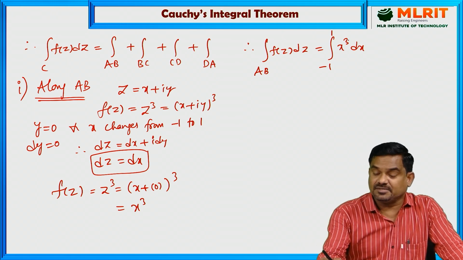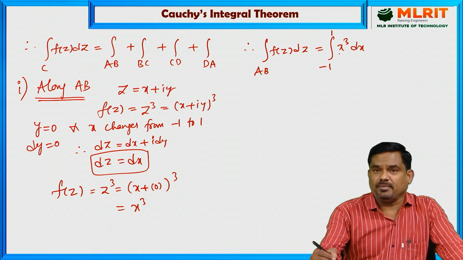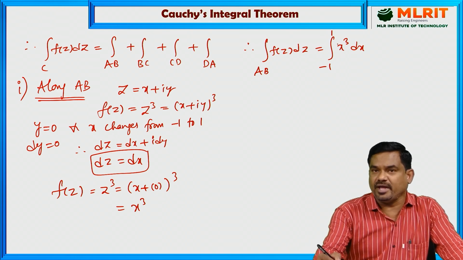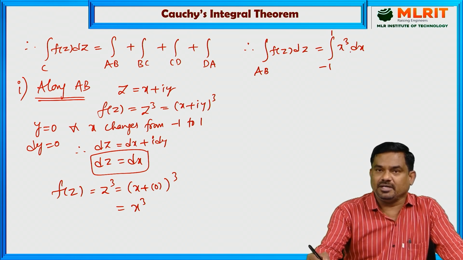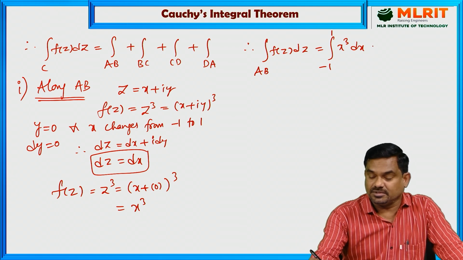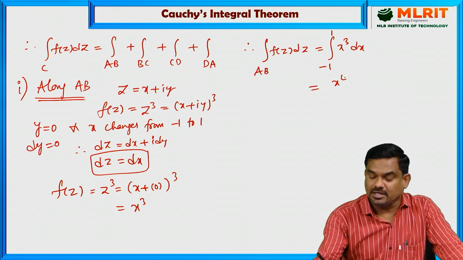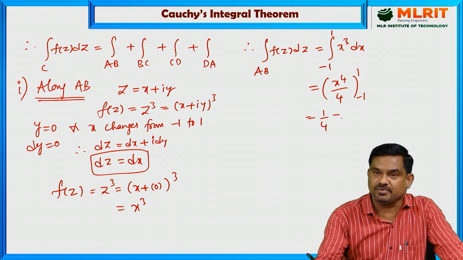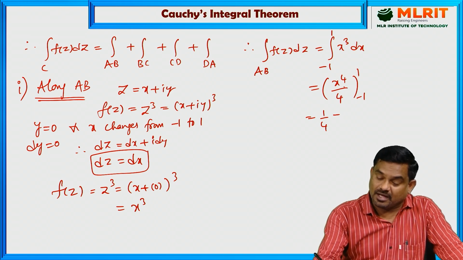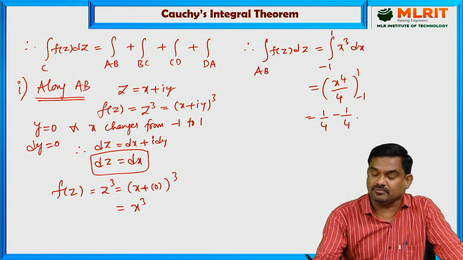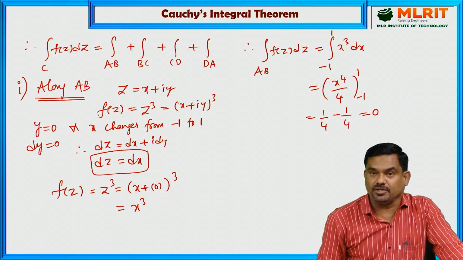Since this function x cube is an odd function, using the property that the integral from -a to a of f of x dx is 0 if the function is odd, we simply get 0 here. Or otherwise, if you want, you can calculate x power 4 by 4 from -1 to +1, which is 1 by 4 minus, for the lower limit we get -1 by 4. So the answer is 0.